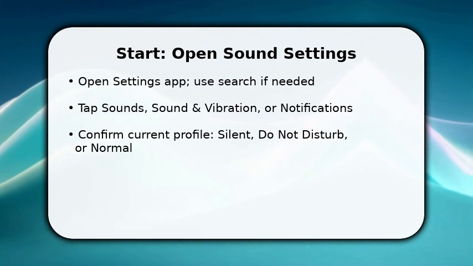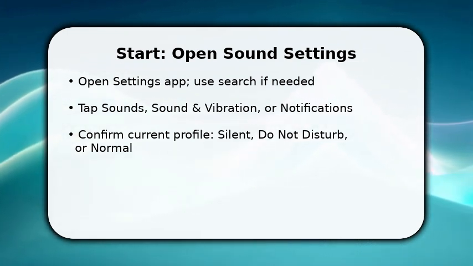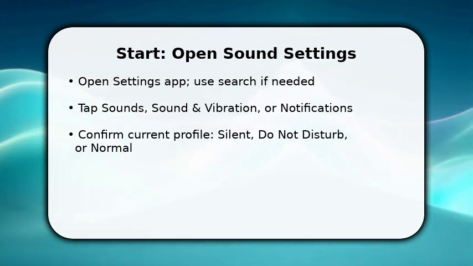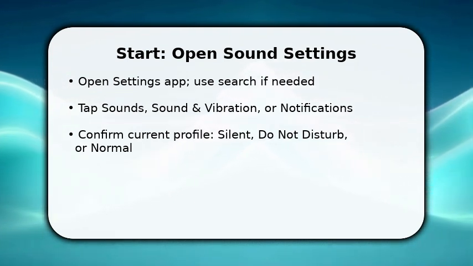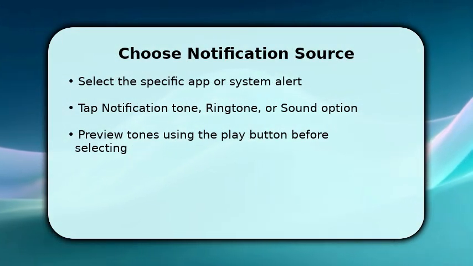Next, tap Notifications to target the sound you want to change. This directs you to per app controls so you don't alter global ringtones by mistake. Now move to the specific app or system alert you want to modify. You now pick the exact source, an app or a system alert like messaging.